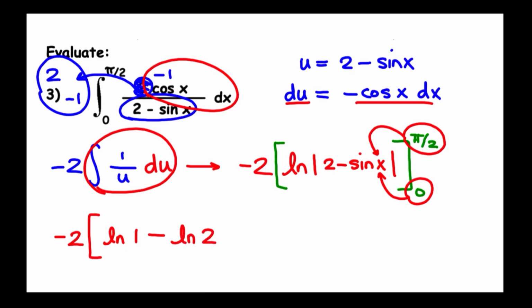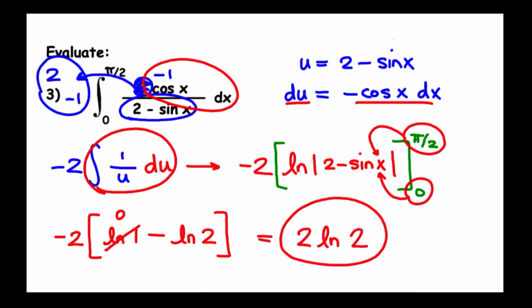Since 1 and 2 are both positive numbers, I don't need the absolute value bars anymore. And so this will be the answer. It's not simplified yet. Natural log of 1 from algebra 2 is just 0. And so you have negative 2 times negative ln 2. That's going to be positive 2 ln 2. And by the way, 2 natural log of 2 is a perfect answer.